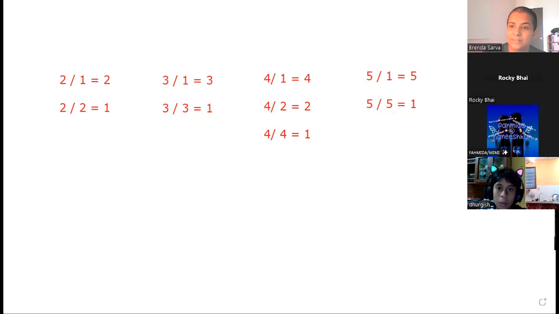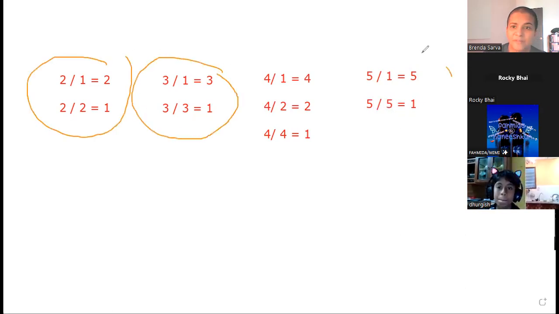Now, can you see a little difference here between a few numbers here like 2, 3, 5? Can you see that? They only have 2 equations.